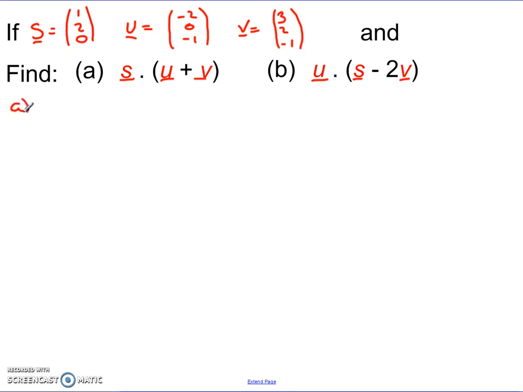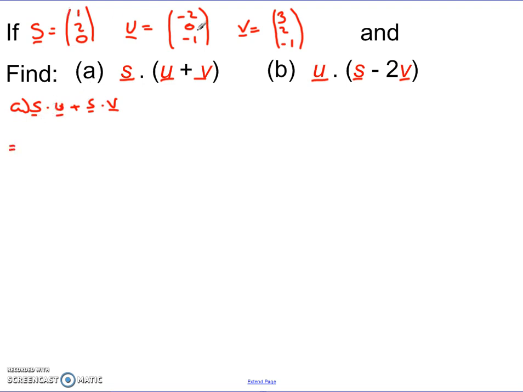So for A, s dot u plus v is the same as doing s dot u plus s dot v. That was the associative property we were able to find out. The s dot u plus s dot v is the equivalent of this. So now it's just doing the 2 parts on their own.